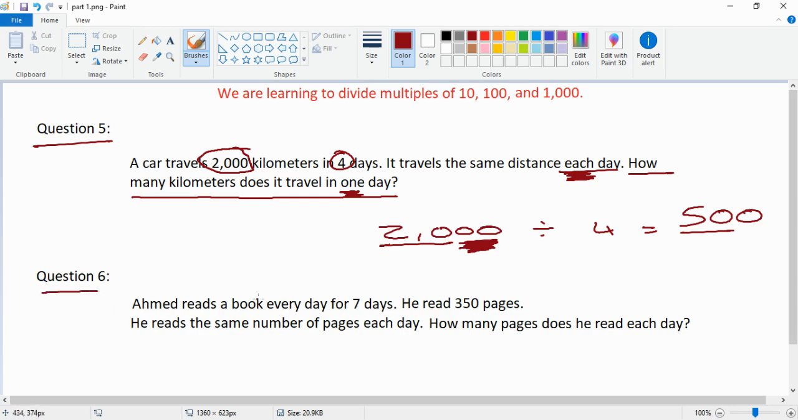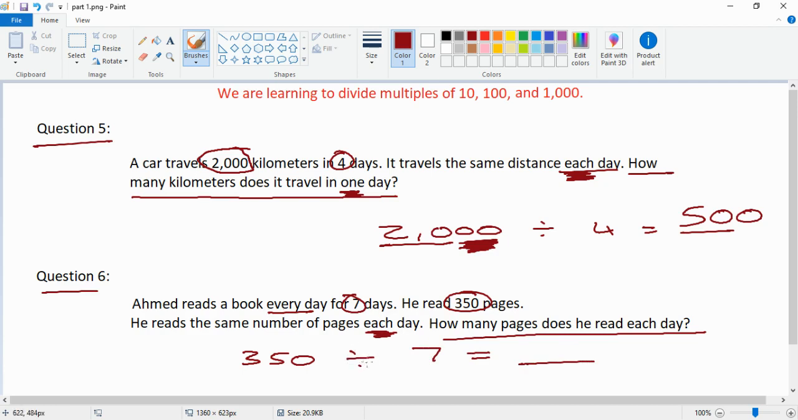Question 6. Ahmed reads a book every day for 7 days. He reads 350 pages. He reads the same number of pages each day. How many pages does he read each day? Well, a total of 350 over 7 days, and we want to find out how much for 1 day. When I see these words every and each in this example, I'm going to divide. So now I've got 350 divided by 7. Well, 35 divided by 7, or 7 times what gives you 35? Hopefully you know it's 5. And then there's 1 zero we didn't use, and we add that back in. So there's 50 pages each day or every day.